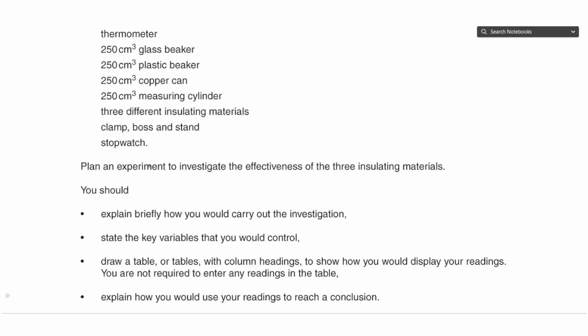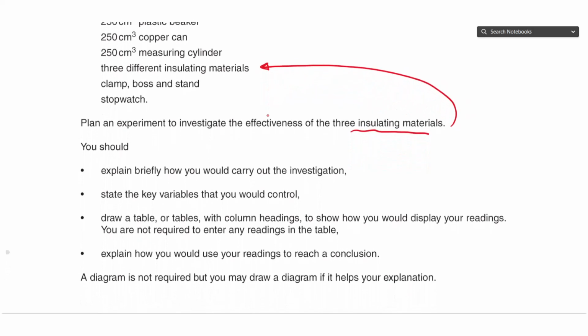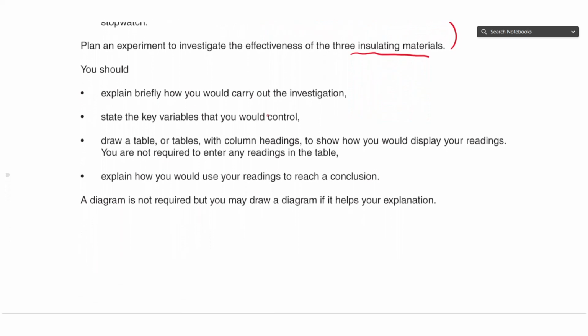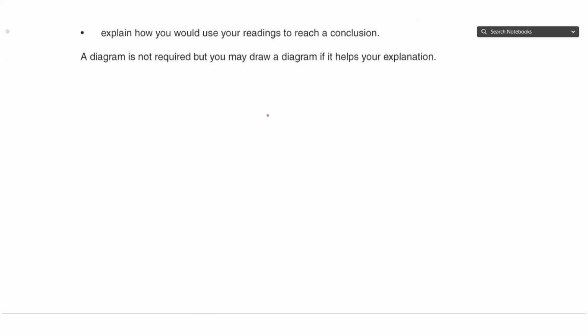Now we are required to plan an experiment to investigate the effectiveness of 3 insulating materials, so these are the independent variable. You should explain briefly how you would carry out the investigation, state the key variables you would control, and draw a table or tables with column headings to show how you would display your readings. You are not required to enter any readings in the table. Explain how you would use the readings to reach a conclusion. A diagram is not required, but you may draw a diagram if it helps your explanation.